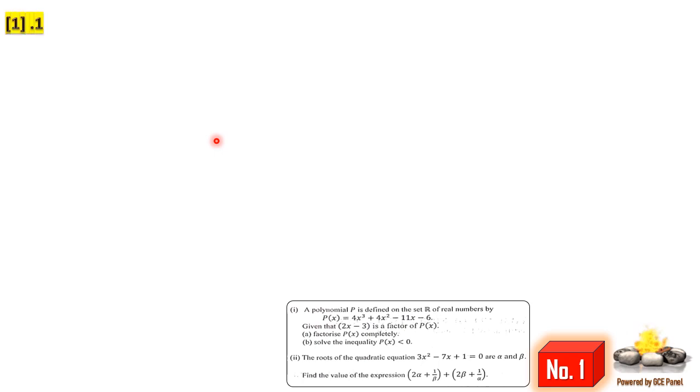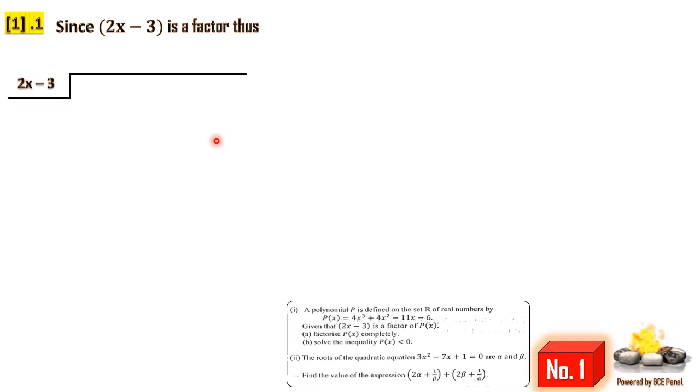So according to this question, we have been told that 2x minus 3 is a factor. Therefore, we can use long division to get the other factors. Here we are going to say the polynomial P of x, that is 4x cubed plus 4x squared minus 11x minus 6, divided by 2x minus 3. The first term in this expression is 4x cubed. So 4x cubed divided by 2x, we can start with the coefficients: 4 divided by 2 is 2, and x cubed divided by x is x squared.